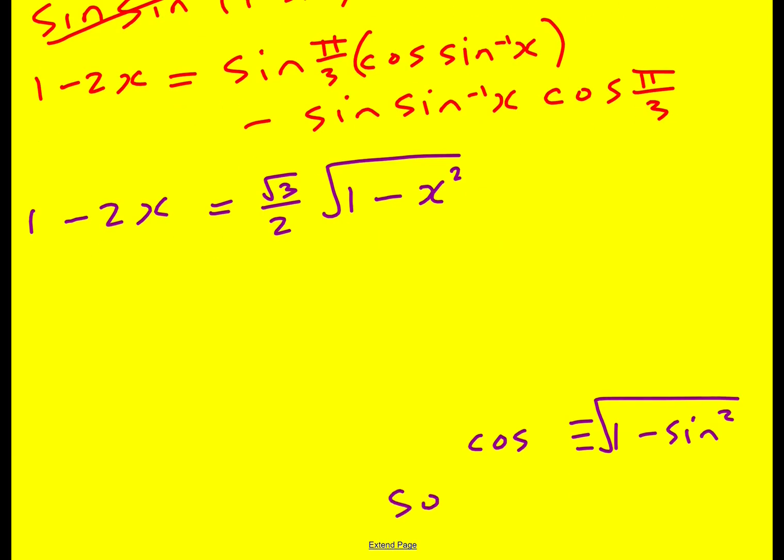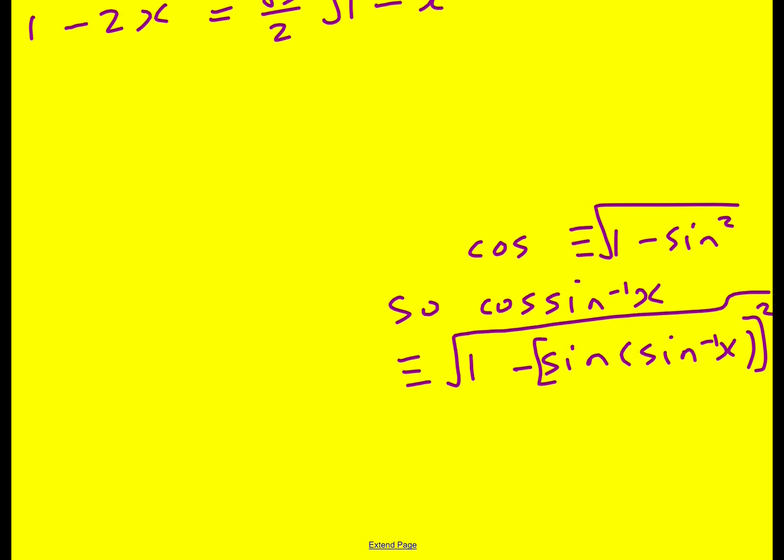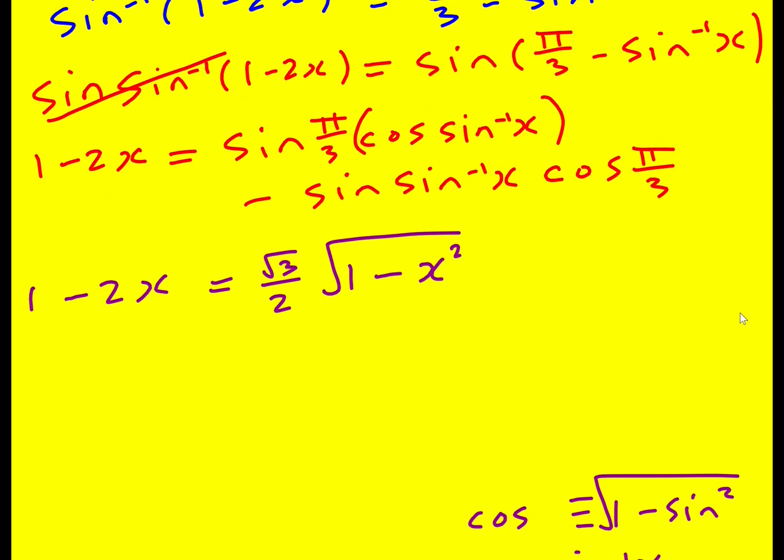I'll just show that in a little bit more detail here. So cos of inverse sine x will be equivalent to the square root of 1 minus sine of inverse sine x, then squared. Technically we do the inverse sine first and then we square it. That's what the square means. And this thing here is just x. I'm just trying to explain where that came from. This next one will just be x, sine of inverse sine. And cos of pi over 3 is a half, so it'll be minus a half x.